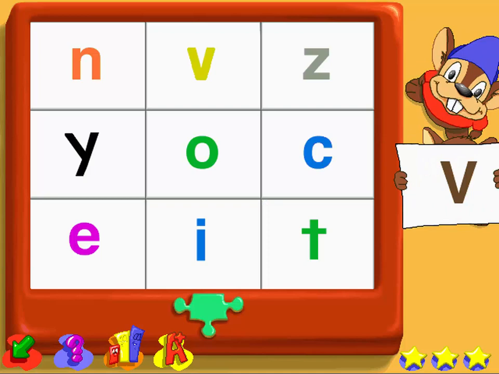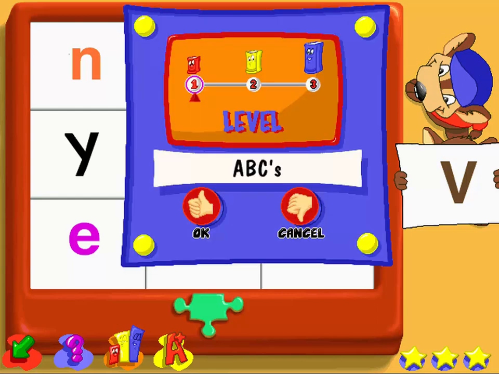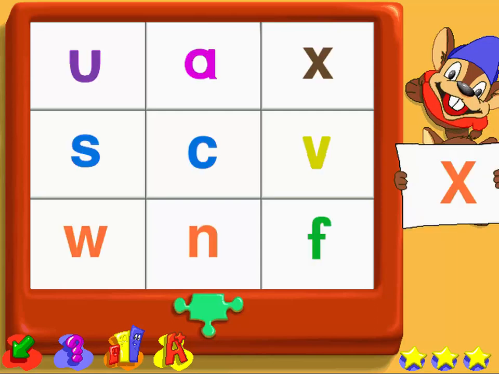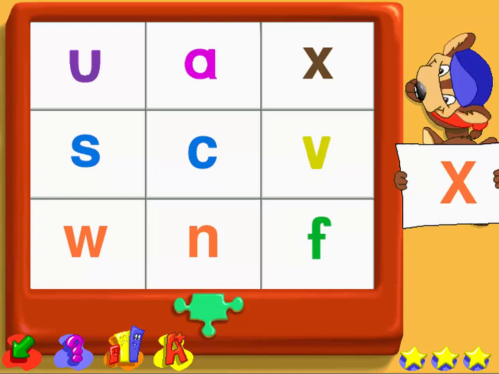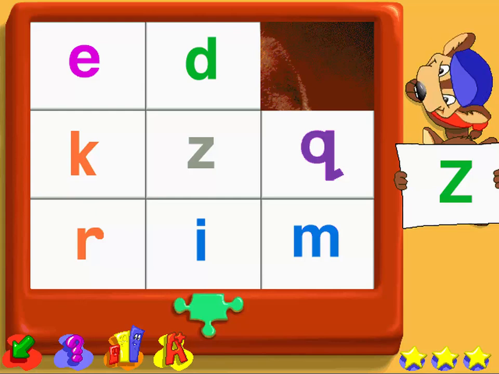Find the box that starts with the letter V. This puzzle and see if you can uncover the hidden picture. Let's learn about letters. Find the box that starts with the letter X. X. Find the box that starts with the letter Z. Z.